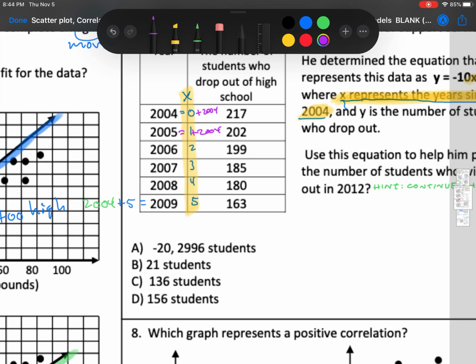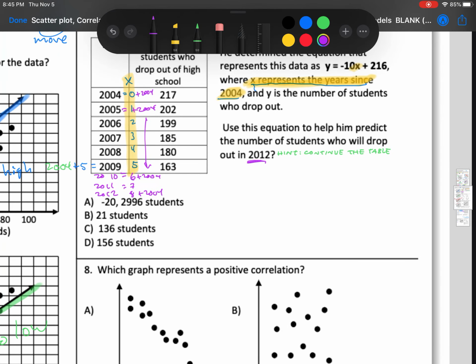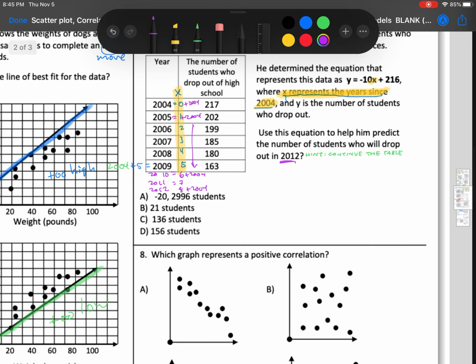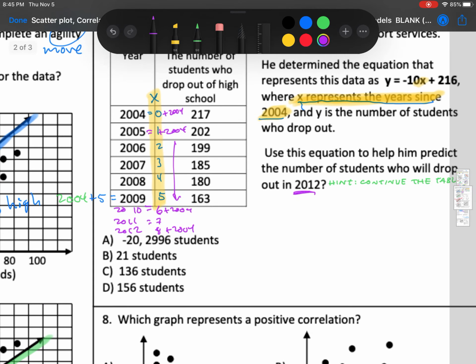So if you just continue on, you'll notice, right, 2004, kind of all the way down, and then we're trying to reach 2012. Right, this is 8 years since. It says use this equation to help them predict the number of students who will drop out. Okay, so we can't use our traditional first and second column difference, because although it is linear, it's not perfect. Watch. This is minus 15. This is minus 3. Do you see that? There's no pattern, but generally it's going to have a slope of negative 10.